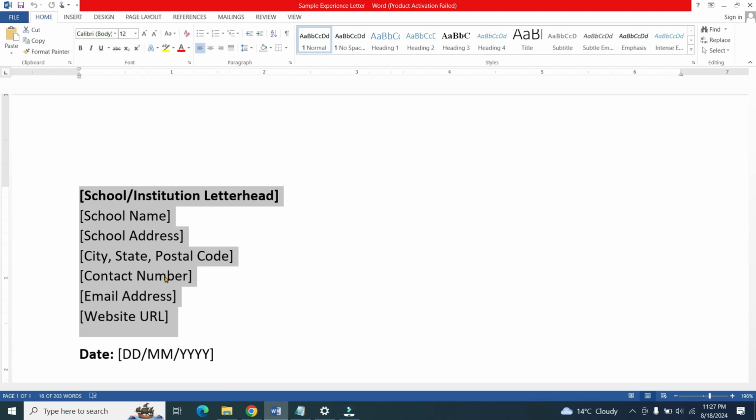Because if they have changed their name, most probably their website URL and their email address must have been changed as well. So if an employer wants to verify whether a school exists or not, they should be able to get the correct school email address and the correct school website address so they can reach them. So if you're including an experience letter from a college or school which has changed its name, you need to provide an updated experience letter with their updated name, email address, and website URL.